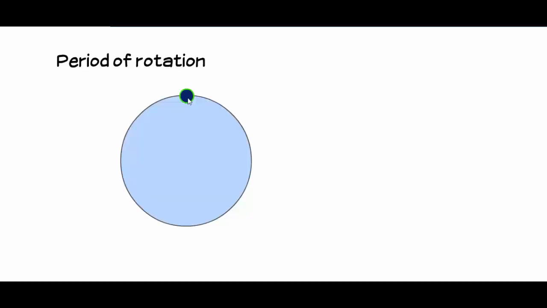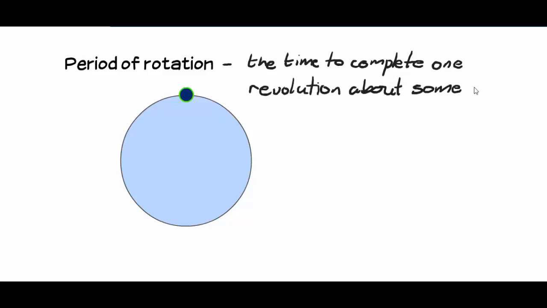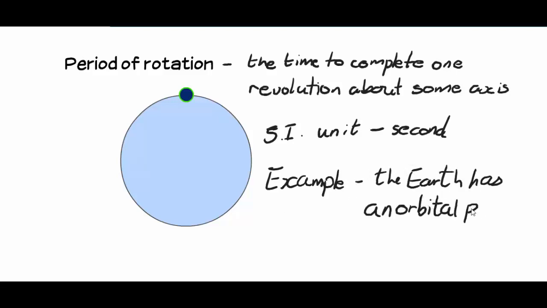and their definitions. So here we can see an object describing a circle, and the period of that object is the time it takes to complete one revolution about some axis. The SI unit, because it's a time, would be the second, and an example would be that it takes the Earth 1 year to orbit around the Sun. The usual symbol for the period is a capital T.